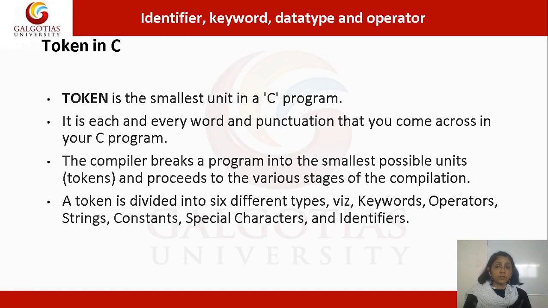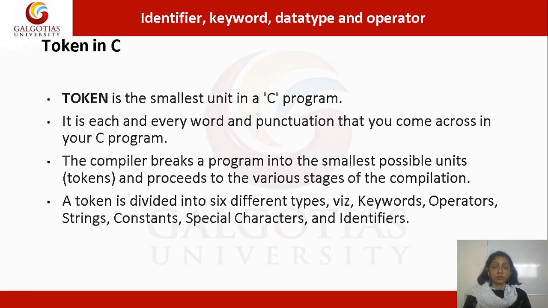Now, what is a token in C? A token is nothing but the smallest unit in a C program. It can be the name of an identifier, it can be keywords, it can be operators, it can be special characters. So it is each and every word and punctuation that you come across in your C program. The compiler breaks a program into the smallest possible tokens and proceeds to various stages of the compilation.